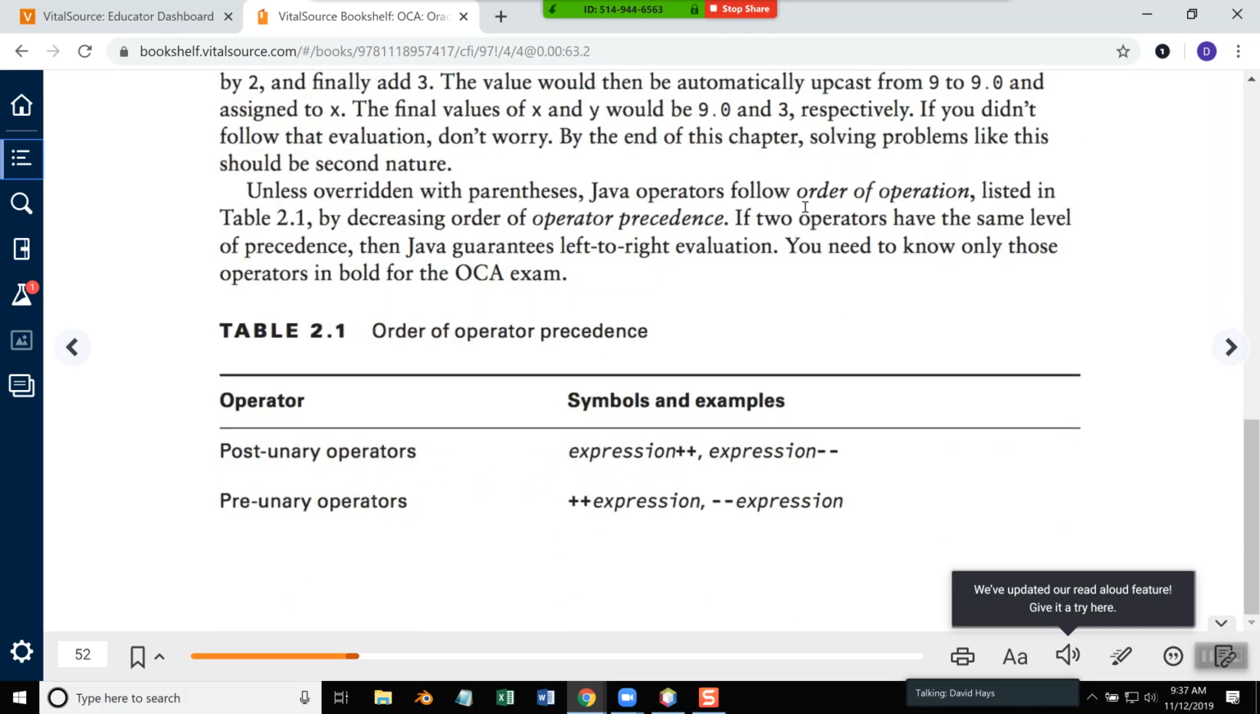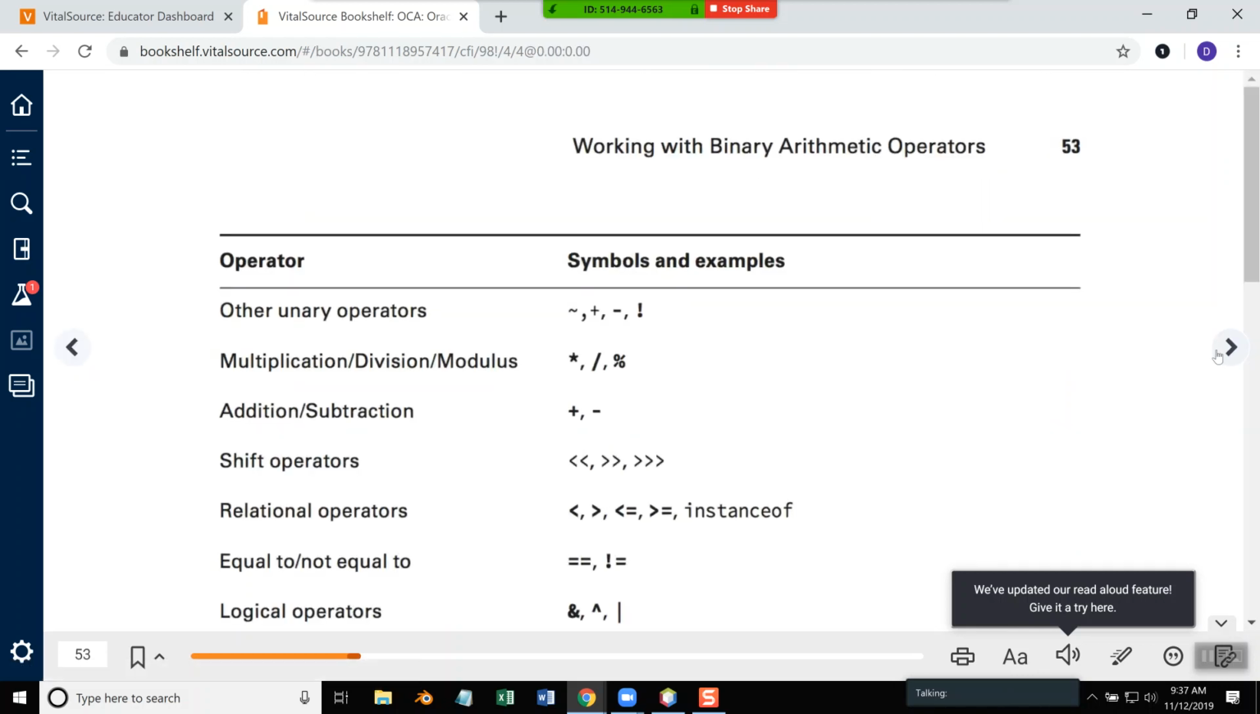And what you're talking about there is order of operations. By decreasing order of operator precedence, if 2 operators have the same level of precedence, then Java guarantees left to right evaluation. You need to know only those operators in bold for the OCA exam.